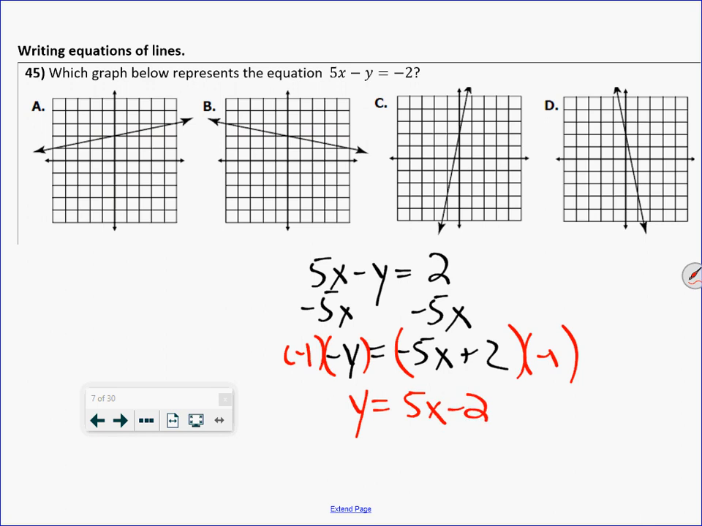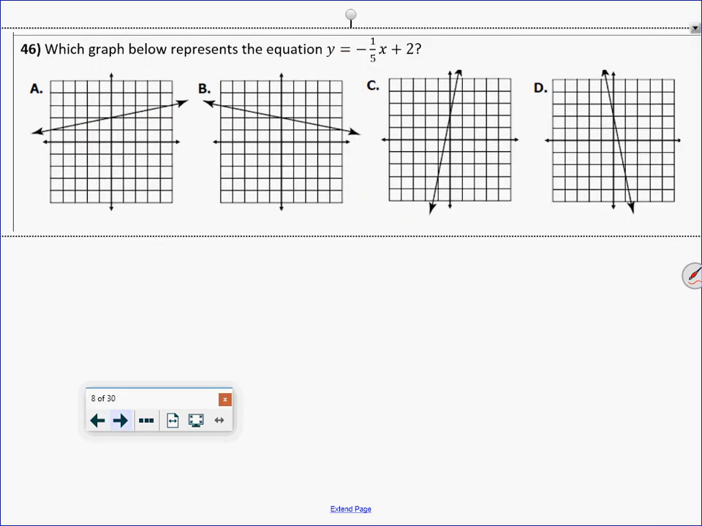So first thing I need to do is find... Did I make a mistake? Hold on one sec. Did make a mistake. I wrote the equation down wrong. It wasn't 5x minus y equals 2. It's 5x minus y equals negative 2. So at the end, this will become plus 2. So I need a line with a y-intercept of 2 and a slope of 5. And the answer is C.